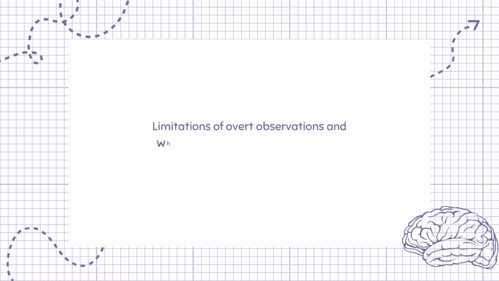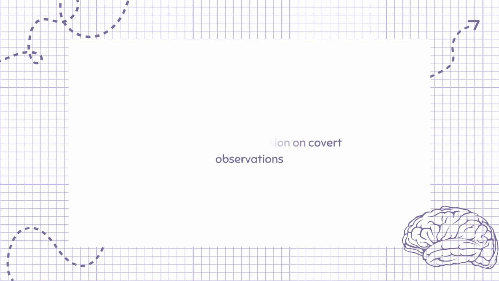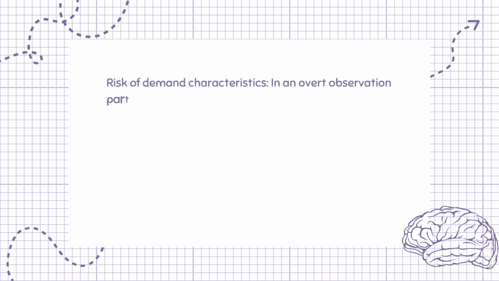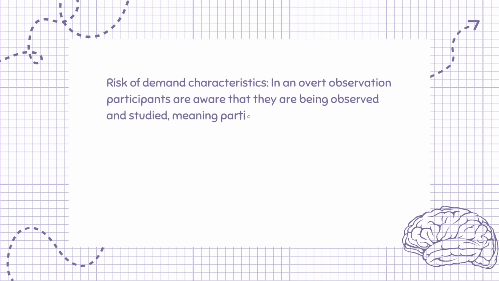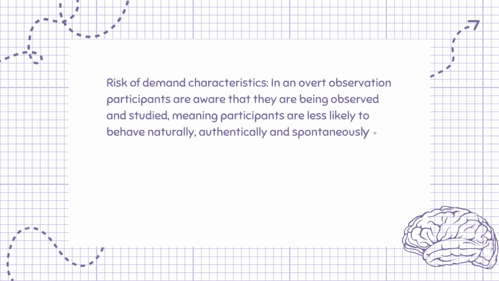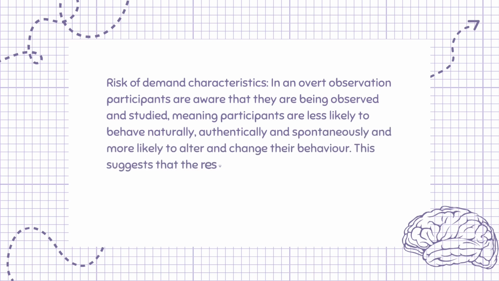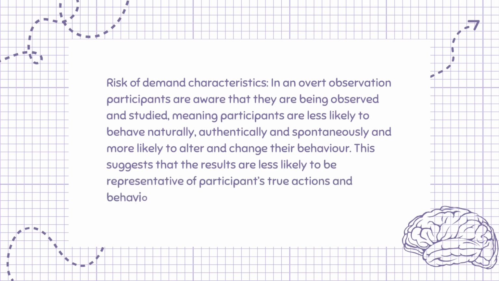Limitations of overt observations and why they are a regression on covert observations. Risk of demand characteristics. In an overt observation, participants are aware that they are being observed and studied, meaning participants are less likely to behave naturally, authentically, and spontaneously, and more likely to alter and change their behavior. This suggests that the results are less likely to be representative of participants' true actions and behaviors.